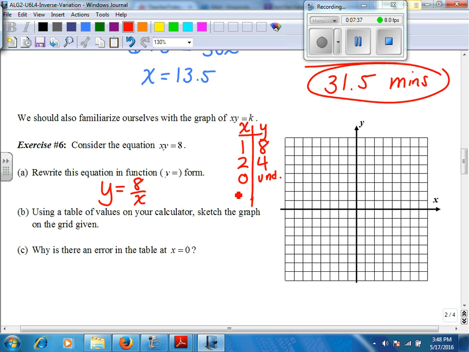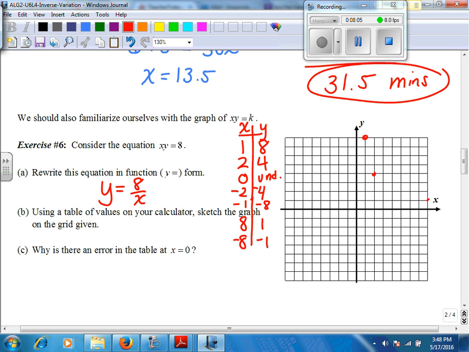8 divided by, let's do negative 2, would be negative 4. 8 divided by negative 1 would be negative 8. So those are a bunch of points we can plot for our graph for x times y equals 8. 1, 8. 2, 4. 0 is undefined. We're not going to plot that. We also could have put on there when x is 8, y would be 1. When x is negative 8, y would be negative 1.